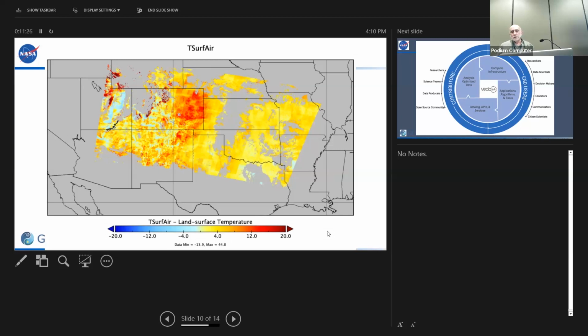Okay, and then you want to compare it with a different instrument. This is something that happens a lot, right? So I'm retrieving the same parameter from different sensors. I just want to see if they're the same.